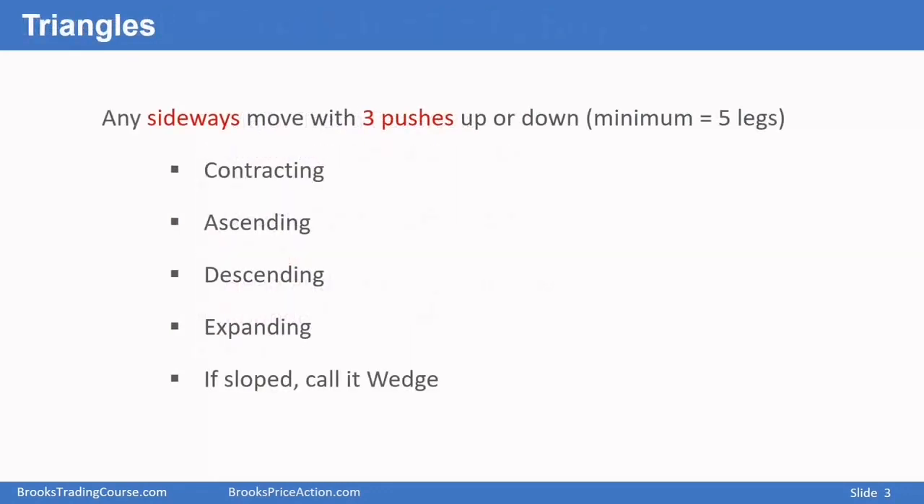I use a broad definition for a triangle. Any sideways move with 3 pushes up or down is a triangle. If you have 3 pushes up, you have at least 2 pushes down. The minimum requirement then for a triangle is 5 legs. It's a sideways pattern. It can be contracting. The legs could be getting smaller. It can be ascending. The top could be flat and the bottom could be rising. It can be descending. The bottom can be relatively flat and the top can be falling. It can be expanding. The legs can be getting bigger. Any triangle that's sloped somewhat up or somewhat down instead of being sideways is a wedge.